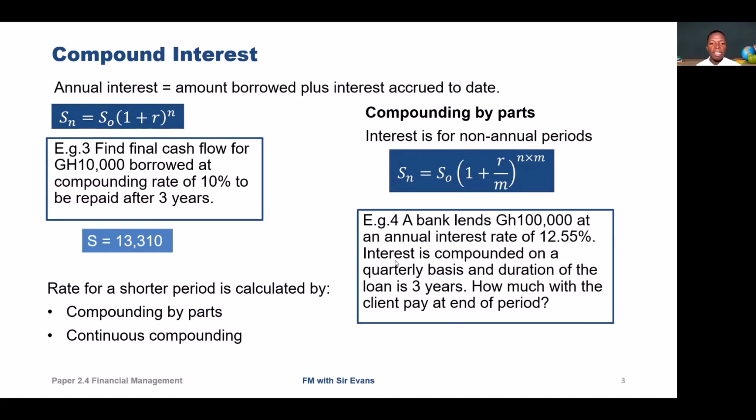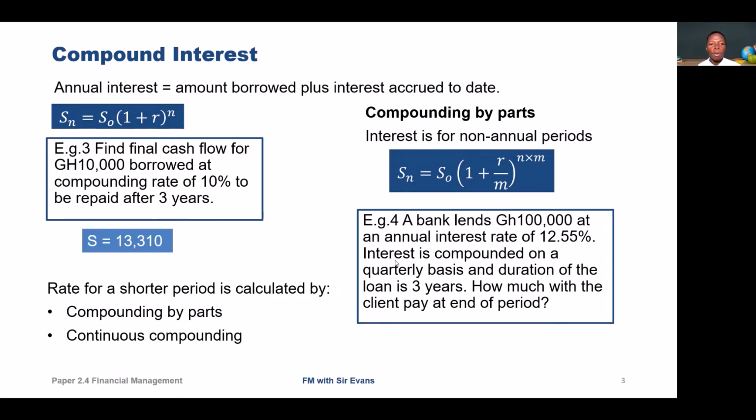A bank lends 100,000 at an annual interest rate of 12.55%. Interest is compounded on a quarterly basis and the duration of the loan is 3 years. How much will the client pay at the end of the period? So for this question, it's compounding on a quarterly basis, meaning the number of times this will happen in the year is going to be 4, because we have 4 quarters in the whole year.